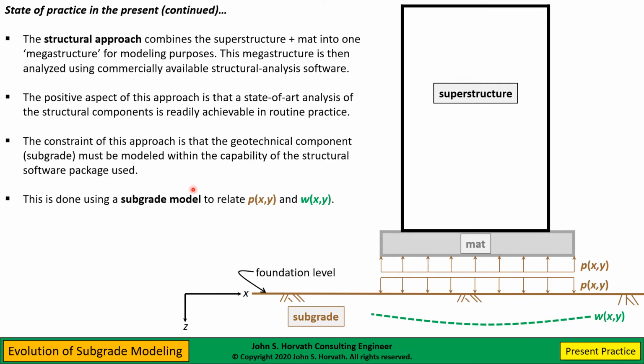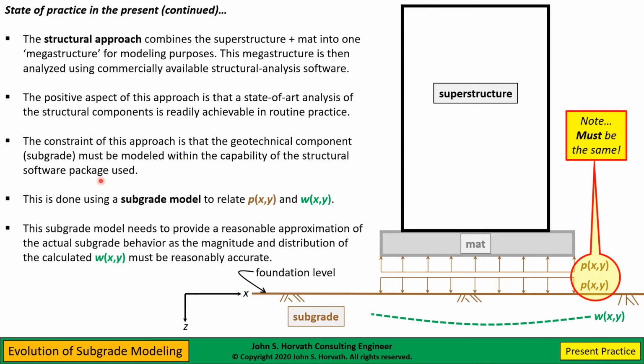So we need to have a subgrade model to relate subgrade reaction to settlement, and this is where geotechnical engineers come in, but geotechnical engineers need to understand the constraints of structural software. And note in this approach, both of these subgrade reactions must be the same. We've got to get away from this two different subgrade reactions, two different sets of settlement.